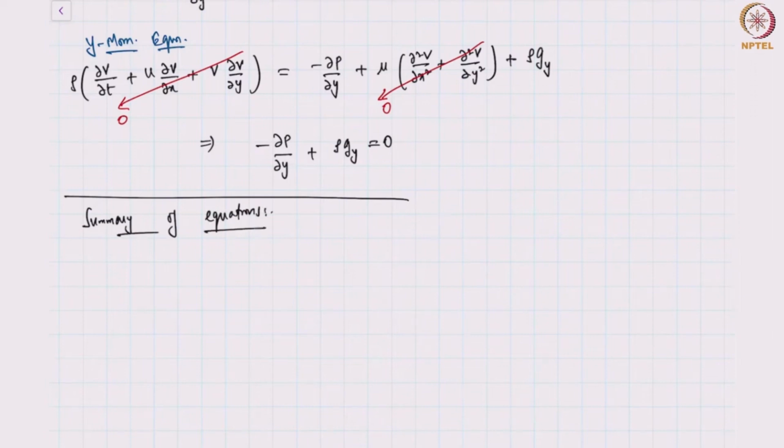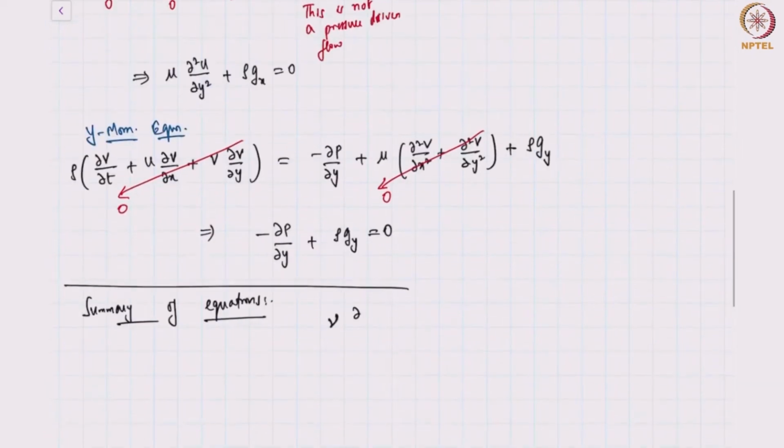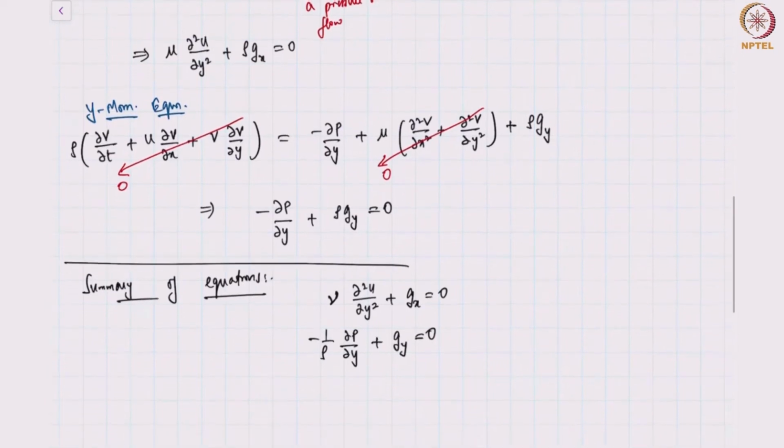We have kinematic viscosity nu times del square u by del y square plus gx is 0, and then I have 1 by rho del p by del y plus gy is 0. These are the two equations that I have. I have two unknowns, velocity u and pressure p. So I have two equations.